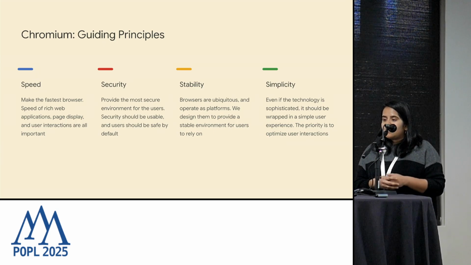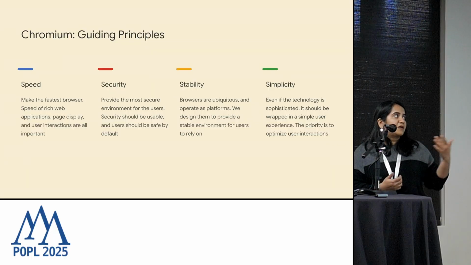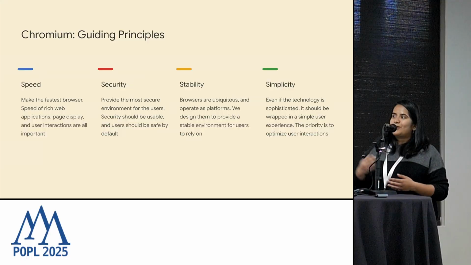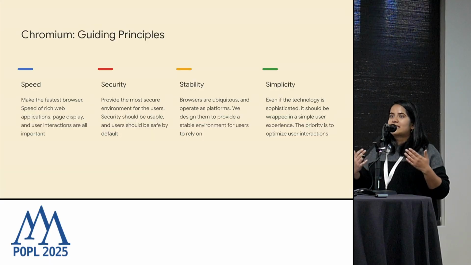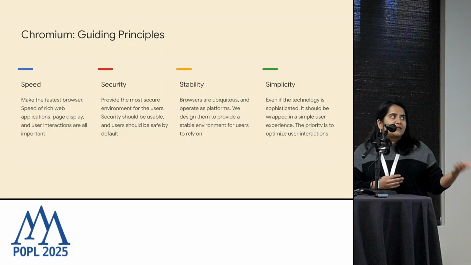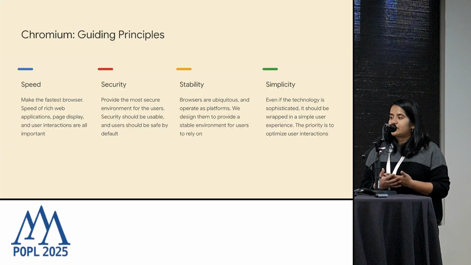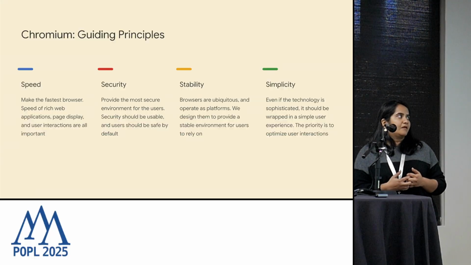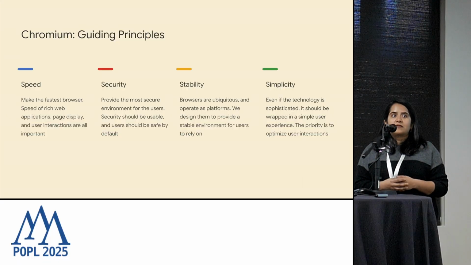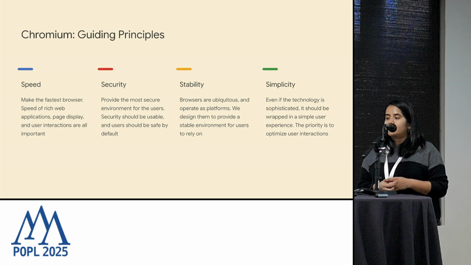The other thing here is security. We want to provide the most secure environment for users. So security should be usable. If you have evil.com, you don't want a permission that says, do you want to go to evil.com? What you want is consistent permissions that actually default to doing the right thing by the user. Stability is also quite important. Browsers are now a lot more than just content viewers. They're a platform in and of themselves. They're ubiquitous. Everyone uses them. So we do have a responsibility to make sure that they're stable and backwards compatible.